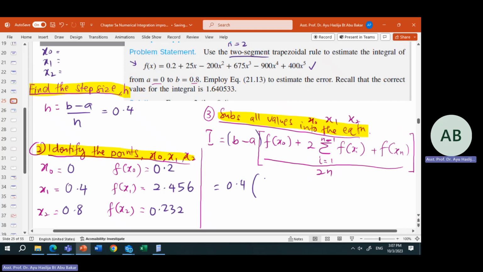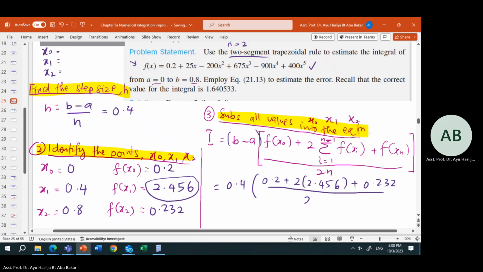So f(x0), 0.2, plus 2 multiplied by the intermediate. The intermediate part here is only one value, so 2 multiplied by f(x1), plus f(xn), and divide by 2. What do you get? Right. 1.0688.